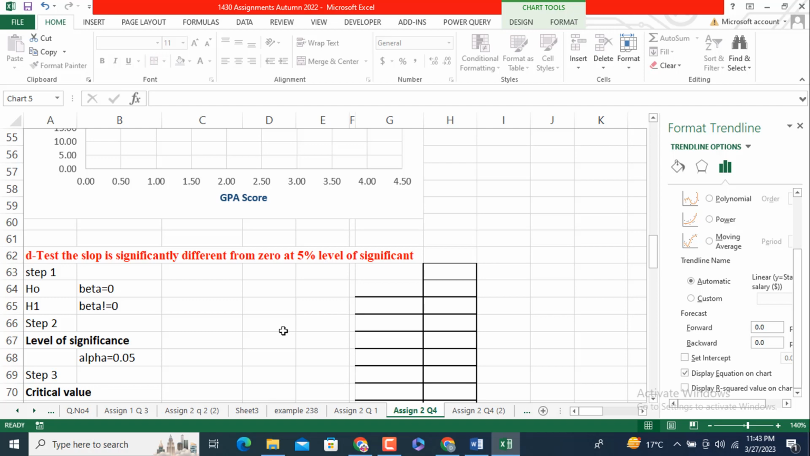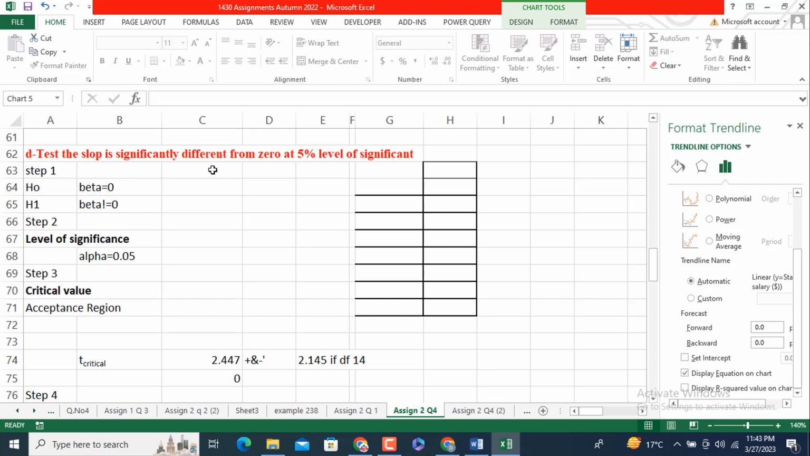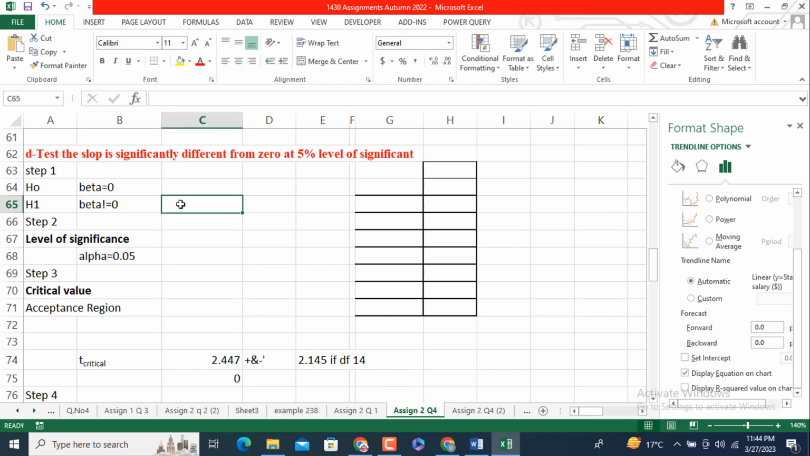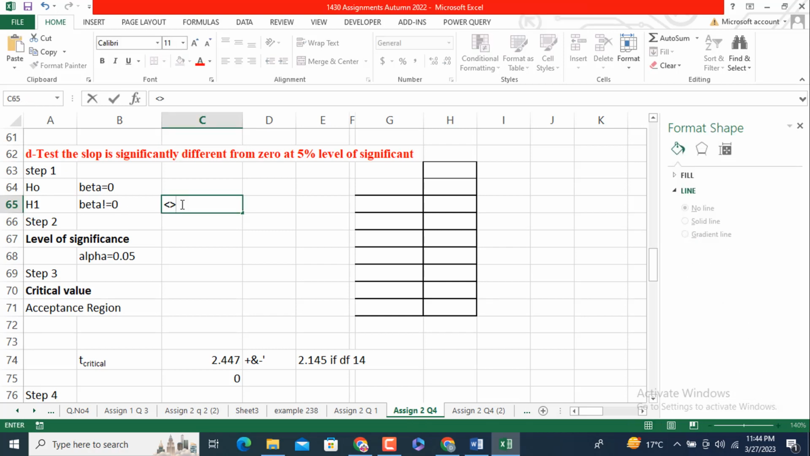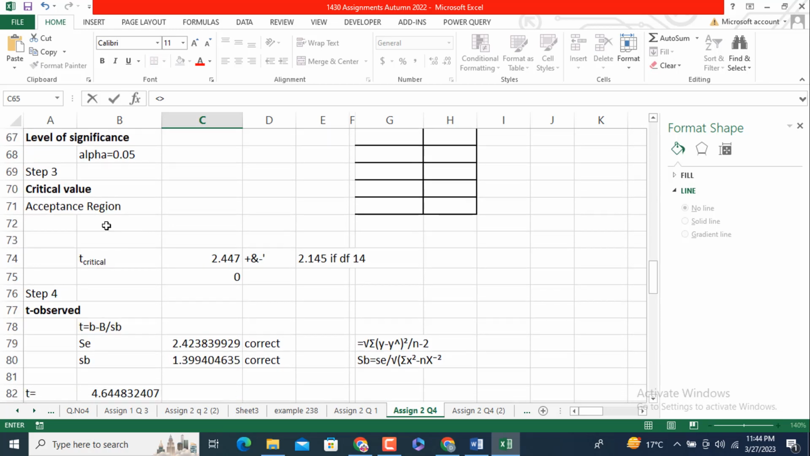So come back to the question, part 4. Test whether the slope is significantly different from 0 at 5% level of significance. This is beta. Beta means capital B, and B is representing the population. So we are testing the population on the basis of this sample. H naught is beta equal to 0, and H1 is beta not equal to 0. You can also write this symbol, which also means not equal. The level of significance is 0.05, and step 3 is the critical value and acceptance region.